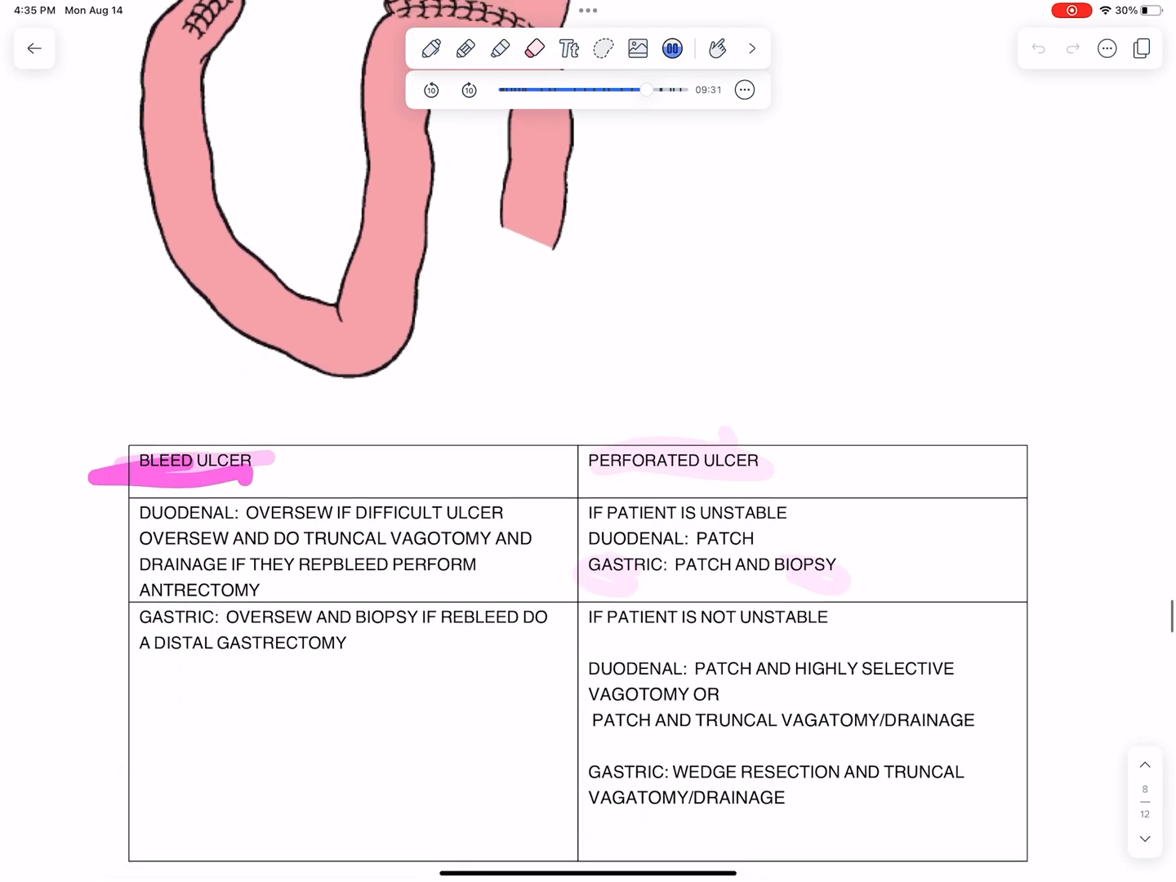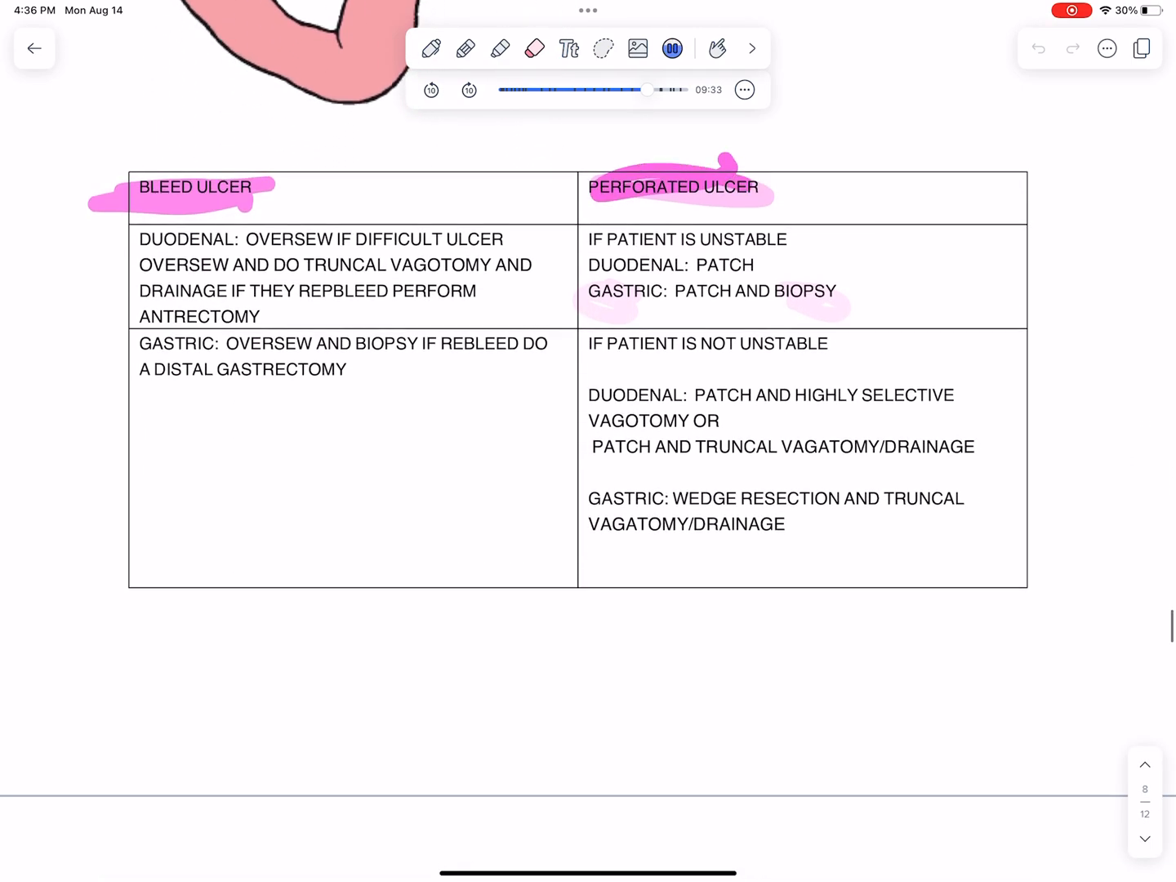Here's a little summary of bleeding ulcer versus perforated ulcer. In a bleeding ulcer, if it's duodenal, you want to oversew. If it's a difficult ulcer to oversew, do a truncal vagotomy and drainage, and if they rebleed, you need to perform an antrectomy. For a gastric ulcer, you want to oversew and biopsy. If they rebleed, you need to do a distal gastrectomy.